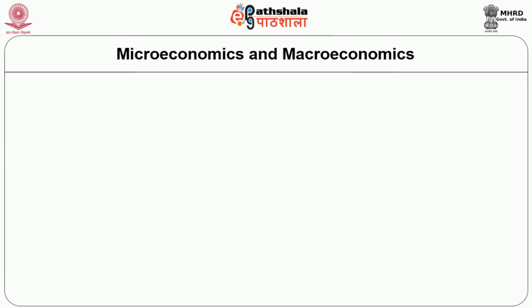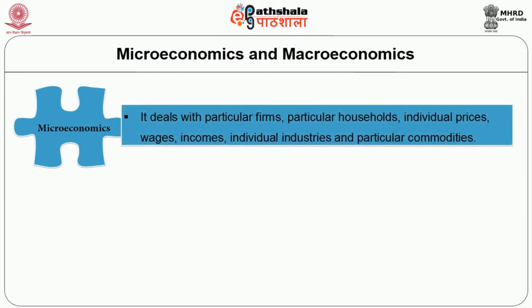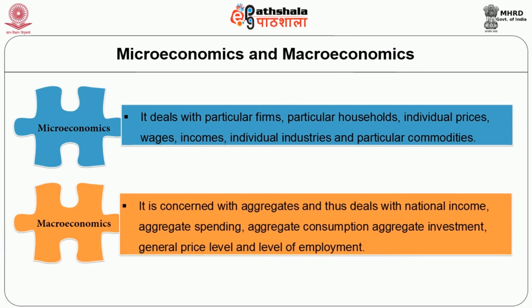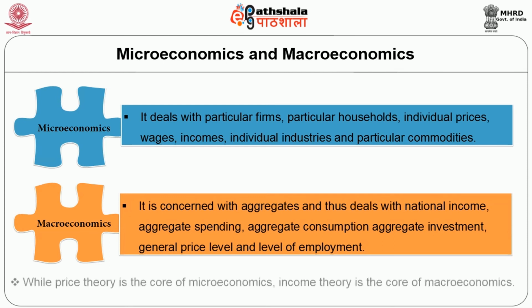The differences between microeconomics and macroeconomics are: economic theory is divided into two main branches, micro and macro. Microeconomics deals with particular firms, particular households, individual prices, wages, incomes, individual industries and particular commodities. Macroeconomics is concerned with aggregates. It deals with national income, spending, national output, aggregate consumption and aggregate investment, general price level and level of employment. While price theory is the core of microeconomics, income theory is the core of macroeconomics.